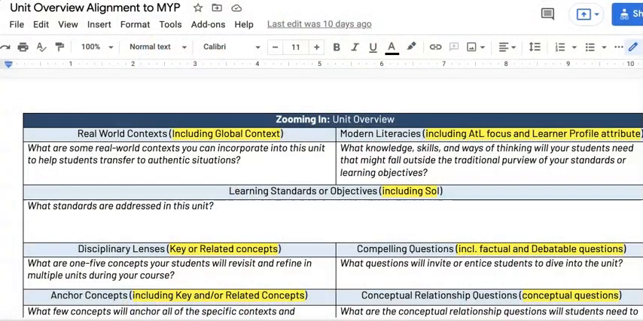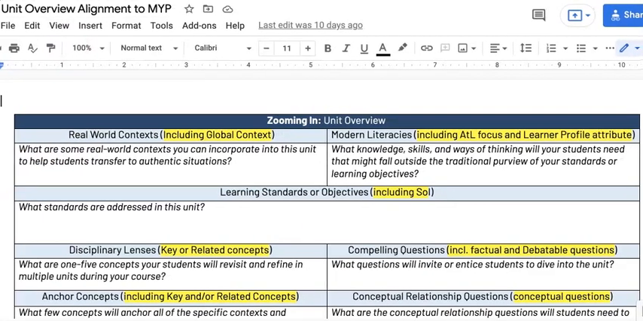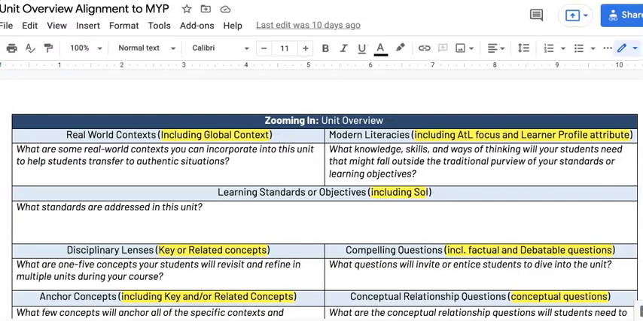This video is to explain some basic alignment between the Middle Years Program, MYP, for International Baccalaureate, and LTT, Learning That Transfers. So here we have our unit planner, the Learning That Transfers unit planner, which is very easy to align perfectly with MYP.